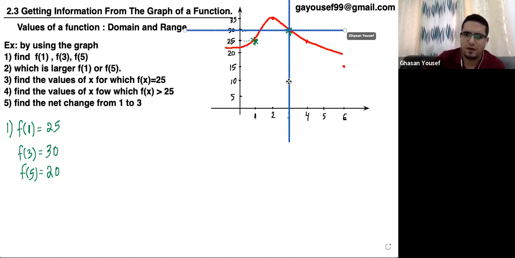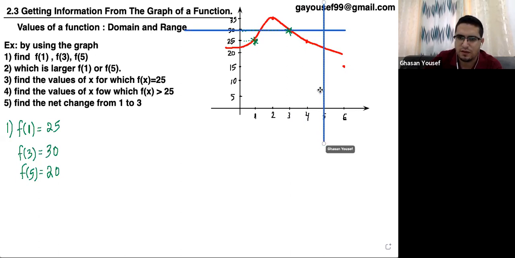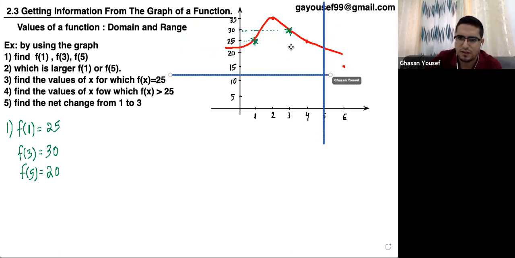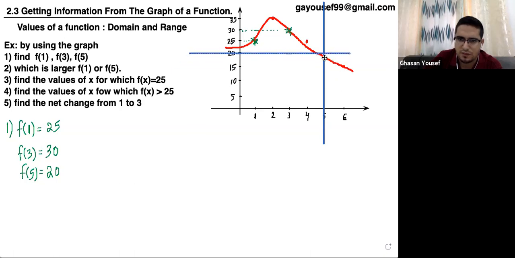The same thing for f of 5. You raise a vertical line and see where it intersects the curve, and the y value there is about 20. So the answer is 20.